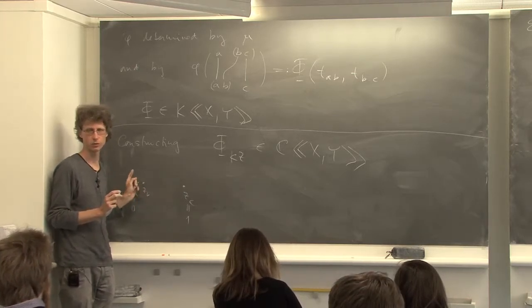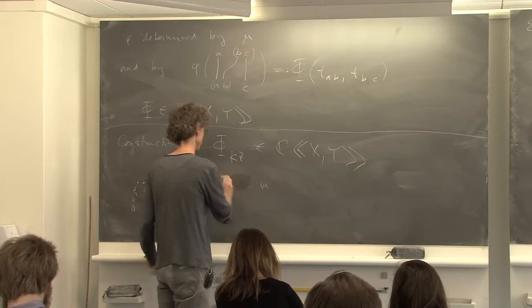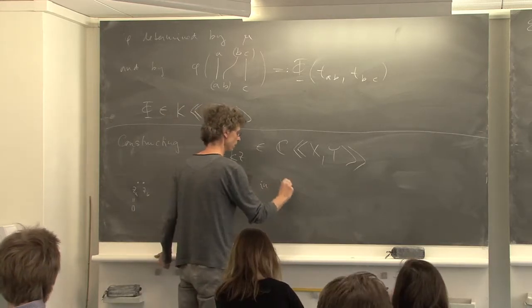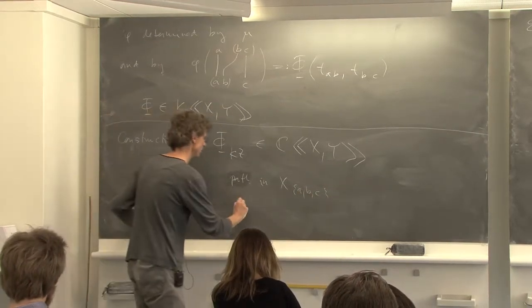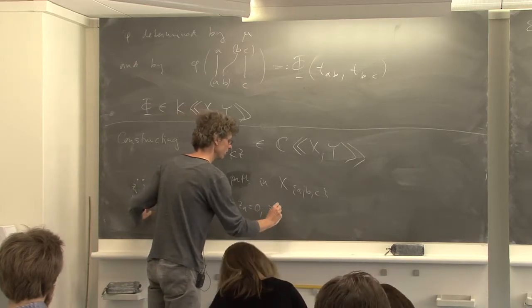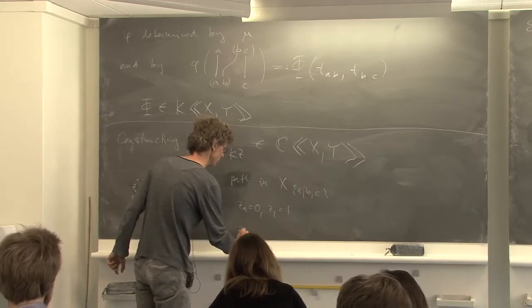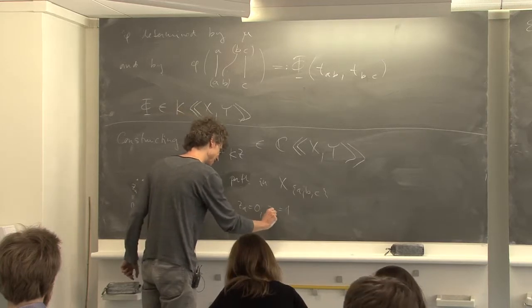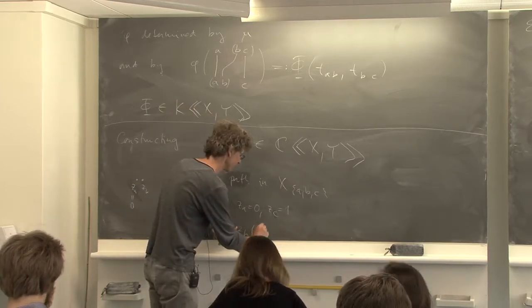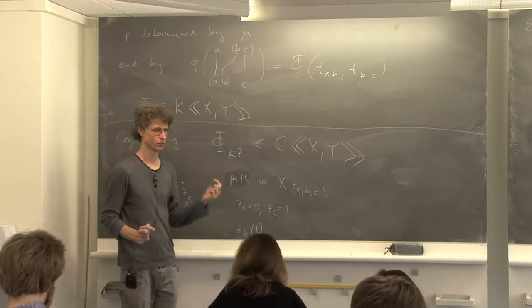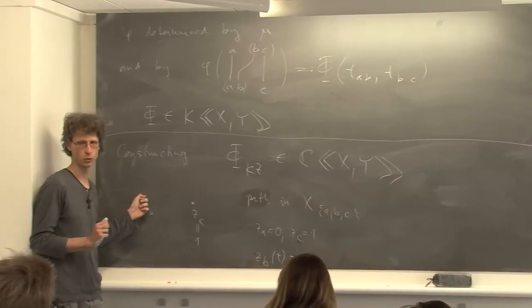So we take some curve, or path, in the configuration space X ABC, which is given by ZA is equal to 0, ZC is equal to 1, and then this ZB of t, it should go from 0 to 1, so I probably write something like t. And we want to take the holonomy of our connection.